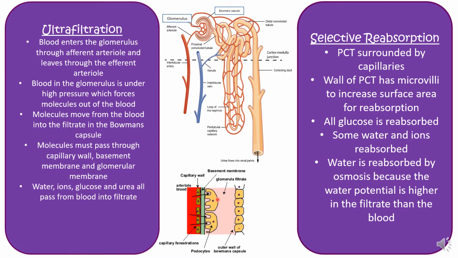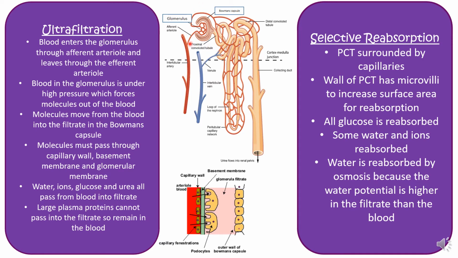Things that pass from the blood into the filtrate are water, ions, glucose, and urea. Plasma proteins cannot pass from the blood into the filtrate because they're too large. They can't get through these fenestrations within the capillaries, so the plasma proteins don't move into the filtrate. So that's the process of ultrafiltration occurring here in the Bowman's capsule.